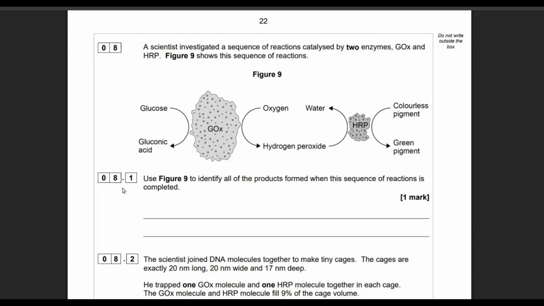Let's look at question 8.1. Use figure 9 to identify all of the products formed when this sequence of reactions is completed. Why don't you try and just name these in your head? Pause the video, then unpause, and I'll go through it.